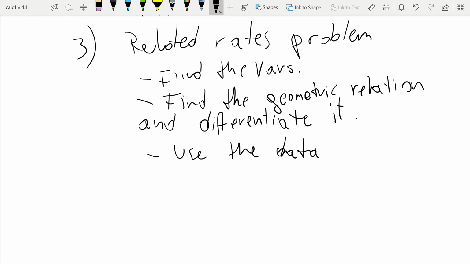So typically they will ask you to find a rate of change or a velocity given in terms of the velocity, which is known, of another quantity. So you need to find the geometric relation and then differentiate implicitly. Okay. And those are the steps for this kind of problem.